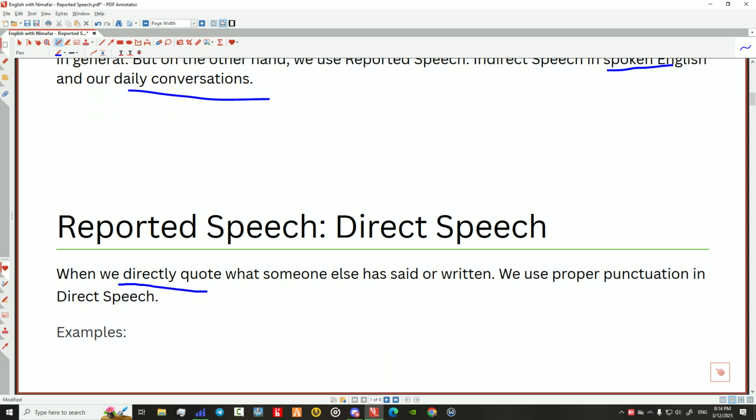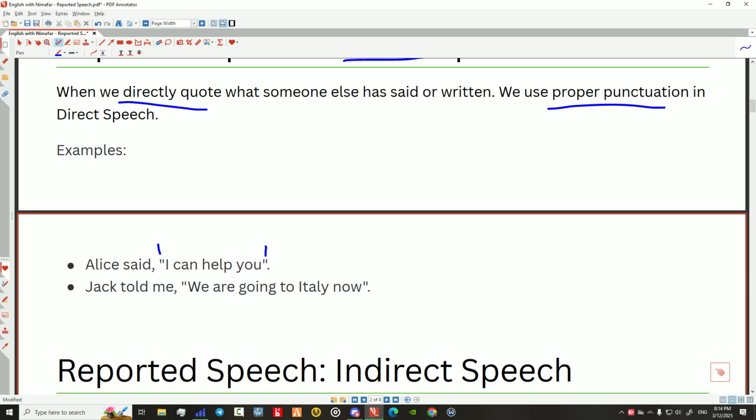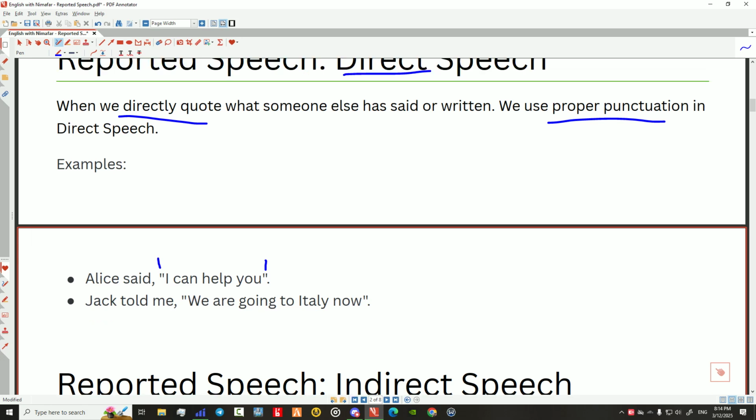When we directly, as you can see from the name, quote what someone else has said or written, we use proper punctuation. For example, Ali said, "I can help you." We use this punctuation. Jack told me, "We're going to Italy now," for example. And these should be written. You cannot say it while speaking. You should write something or you should read something.